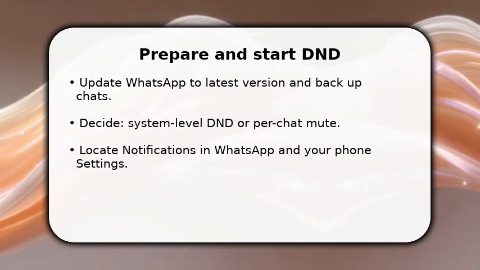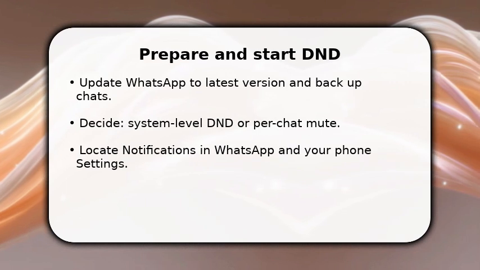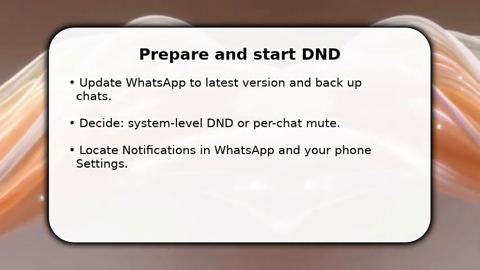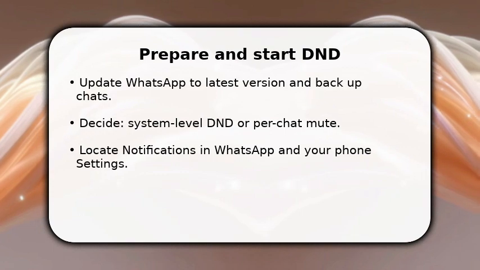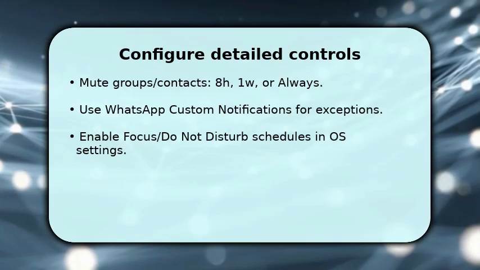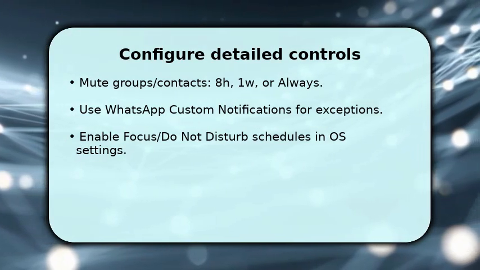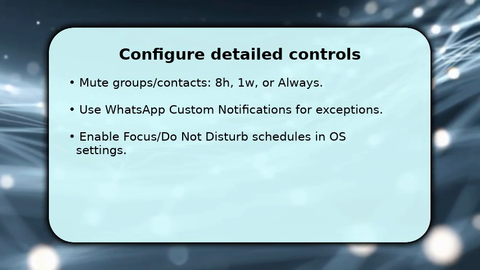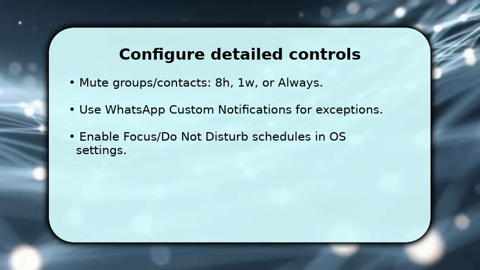Start with the quickest action. Mute a single noisy chat for 8 hours to confirm the behavior before changing system DND rules. Now configure the middle steps. Mute groups and contacts. Choose 8 hours, 1 week, or always to match your rhythm.